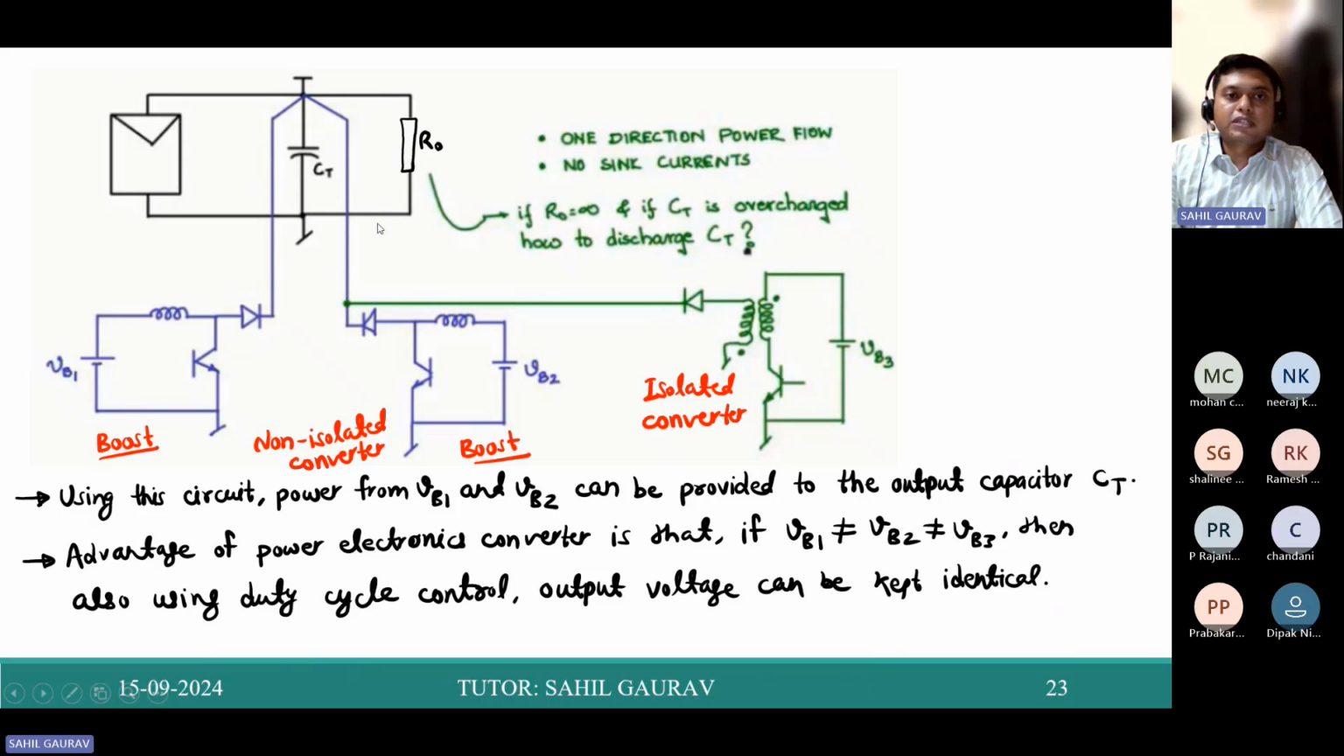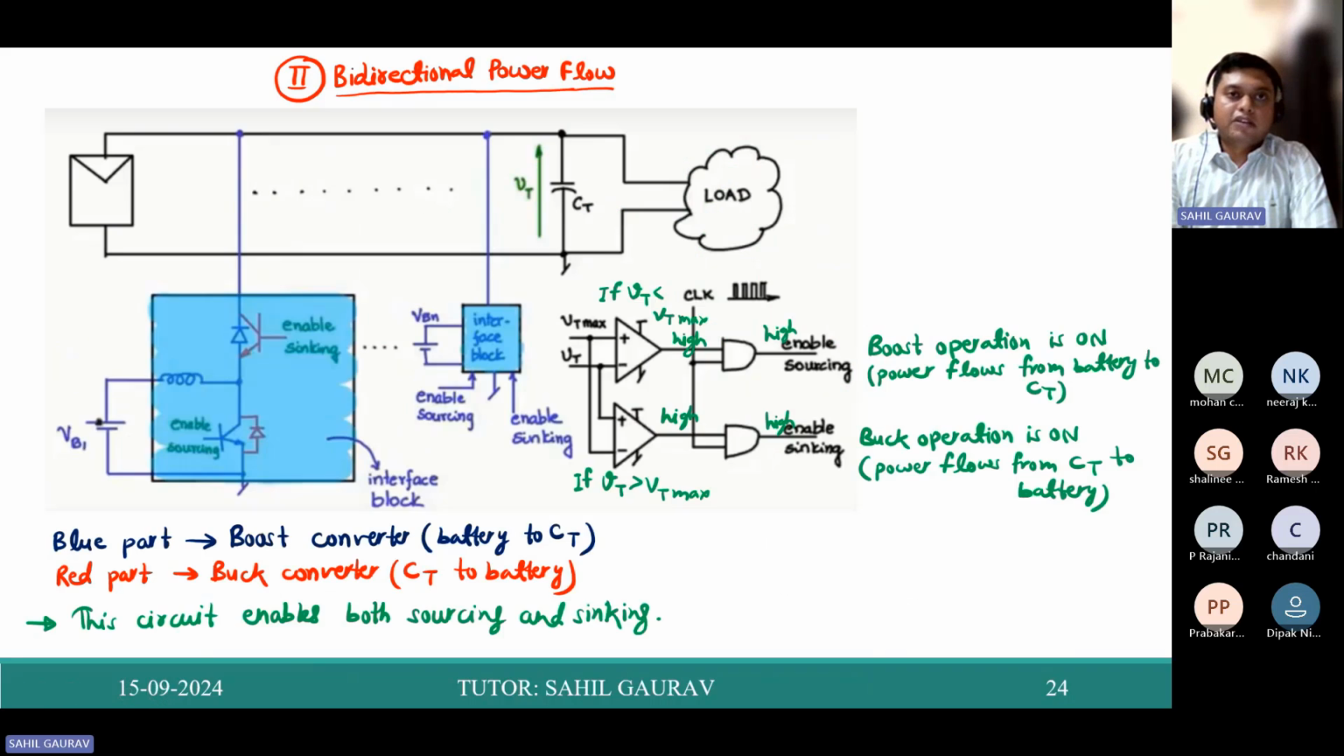For that, we have to use the bidirectional power flow mechanism. To prevent the overcharged capacitor, and to prevent our load and PV panel from blowing up, we have to use bidirectional power flow. For bidirectional power flow, I think many of you know how we can connect the battery to this solar PV in a bidirectional way. For that we have to use this buck-boost converter.